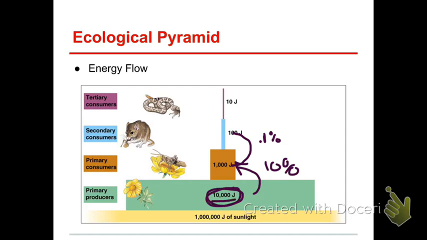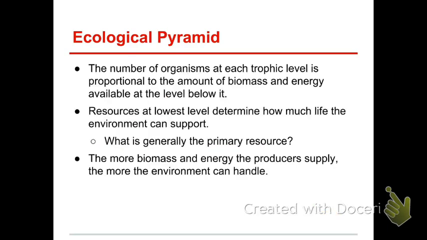So of this 10,000 joules, we only have 100 joules left here. By the time we get up to the snake, there's only 10 of those joules left for the snake to consume. So the snake has to consume lots of mice, which has to consume lots of grasshoppers, which has to consume lots of plants to get their energy. Right, which takes lots of sunlight. So the number of organisms at each trophic level is proportional to the amount of biomass and the amount of energy at the level below it.